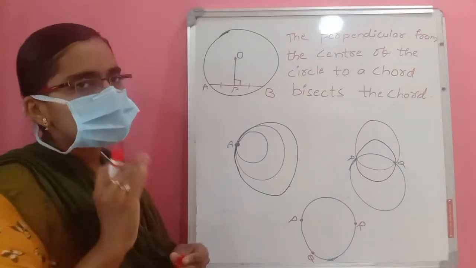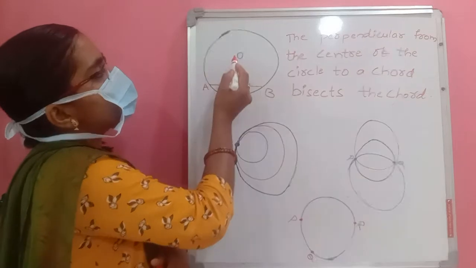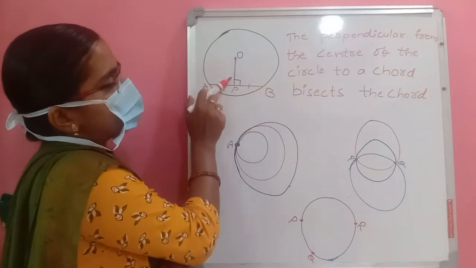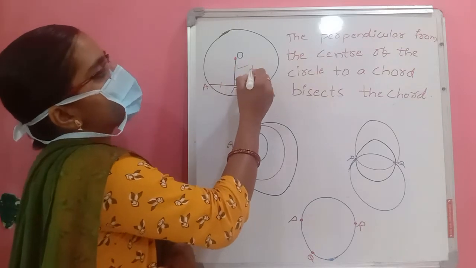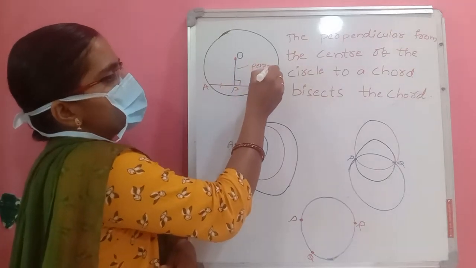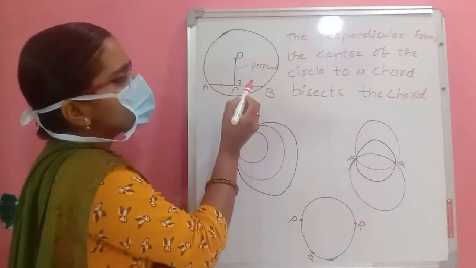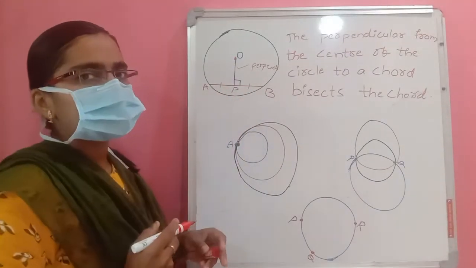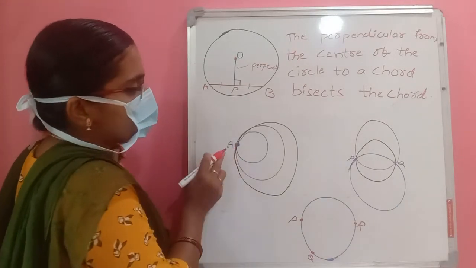It bisects the chord. And we can take its converse also. If a line from the center bisects the chord, then it is a perpendicular line. We can conclude that.